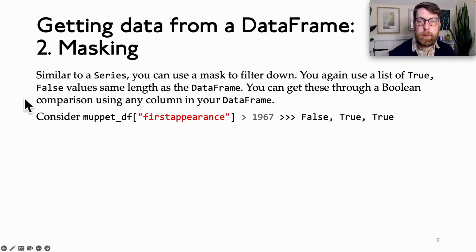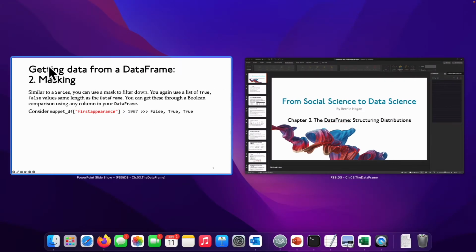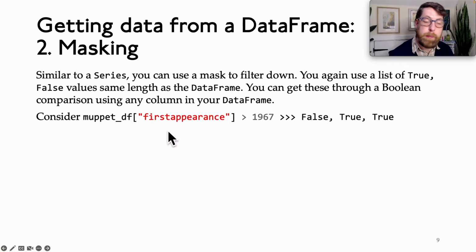With a series, what we would do is just give a boolean condition. Is it greater than 3, and then we get true, true, false, true. Well, with a data frame, you can do that too, but we do it on a per series basis. So we get one series from the data frame, and then we ask the boolean condition of that. So if we had the first appearance of the Muppets and asked whether it's greater than 1967, then we get a false, a true, a true. Okay, so we got a new series, not a data frame.